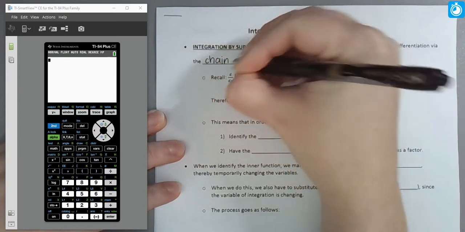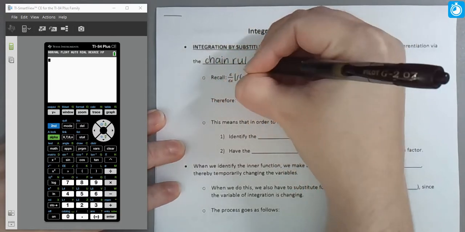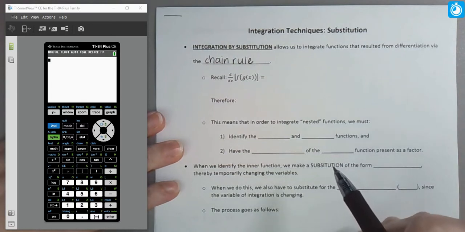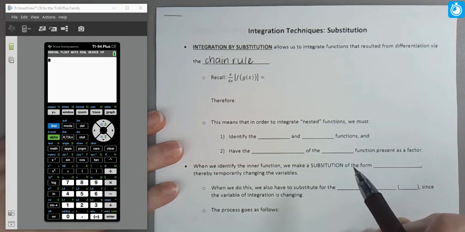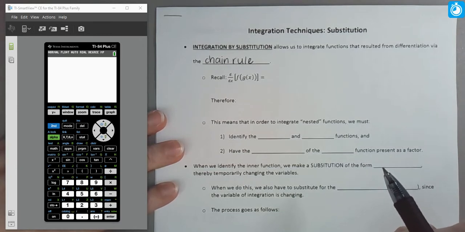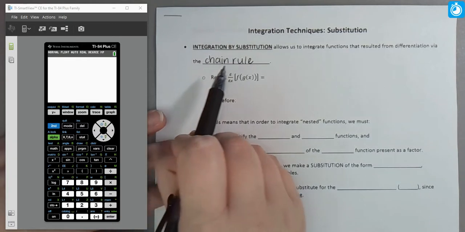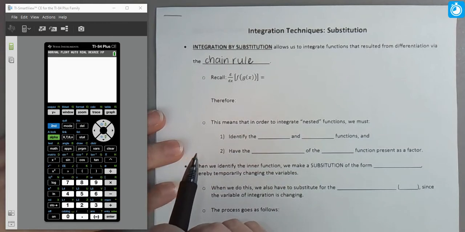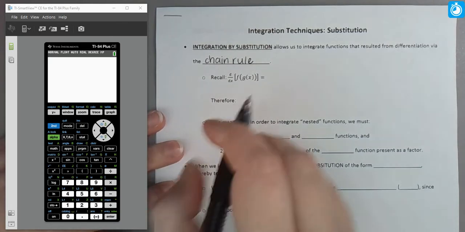So remember, when we integrate a function, we're assuming that that function represents a derivative, and we're asking the question, what previous function would we have had to differentiate in order to end up with the function that we are integrating? So the focus is on how did we get that particular function via differentiation. So if that function resulted via differentiation with the chain rule, then this particular integration technique is going to allow us to work backwards and find its antiderivative.